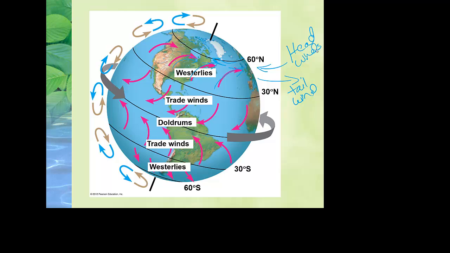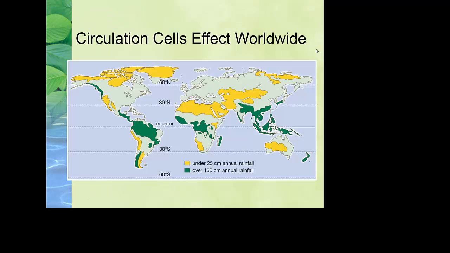Right? But all this mess together forms essentially these bands of climate across our planet. So we already talked about the fact that the equator is hot and wet. You see here over 150 centimeters of annual rainfall. Very, very wet. We get all kinds of rainforest type situations in these areas.